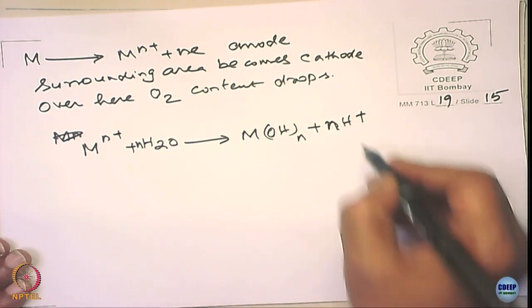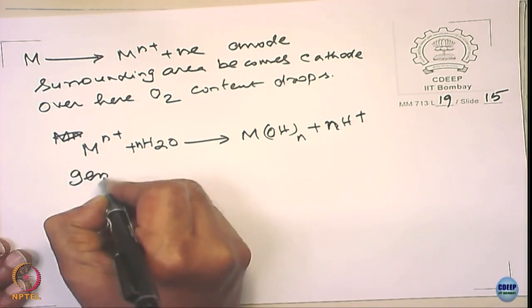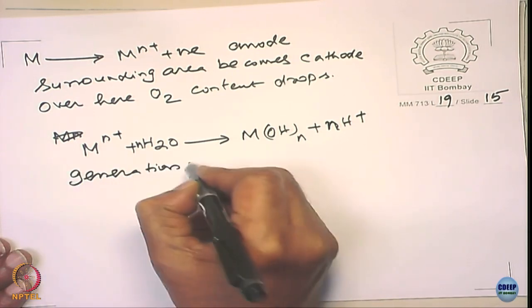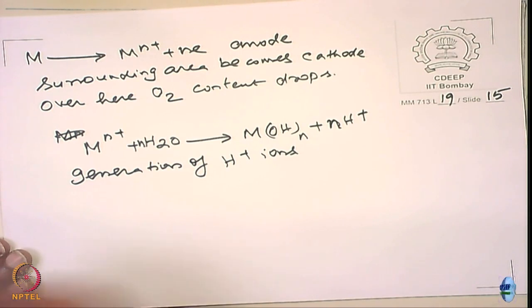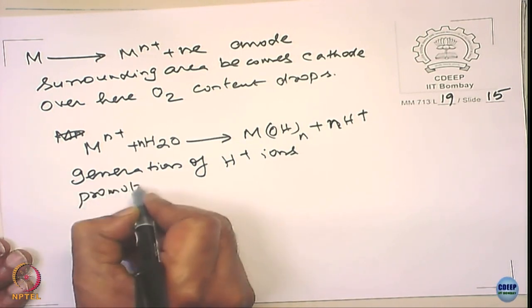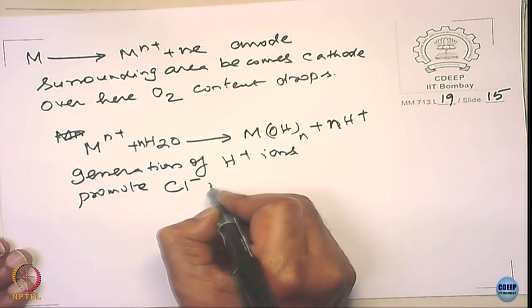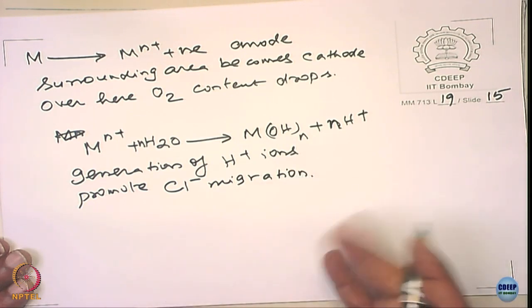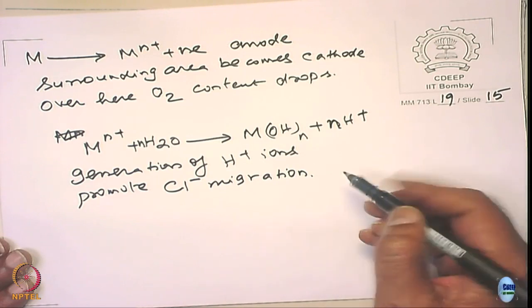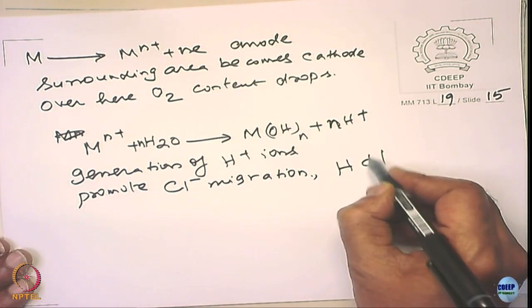what happens now? You have the generation of H plus ions. So, this is also going to promote chloride ion migration. Chloride or maybe iodide or whatever, depending upon the anions present in the electrolyte, they can migrate to this and can form hydrochloric acid. It is somewhat similar to crevice formation, am I right? Somewhat similar to crevice corrosion formation.